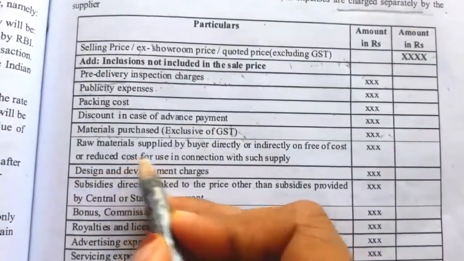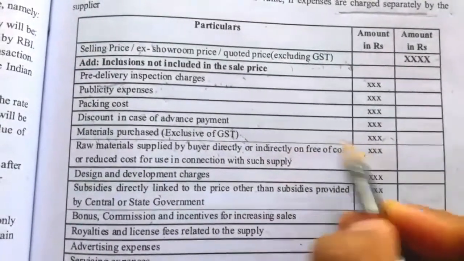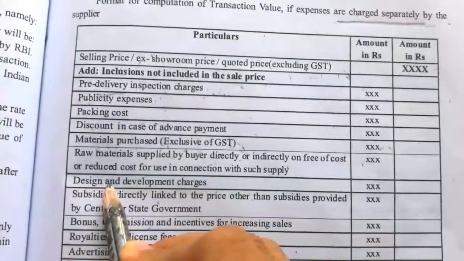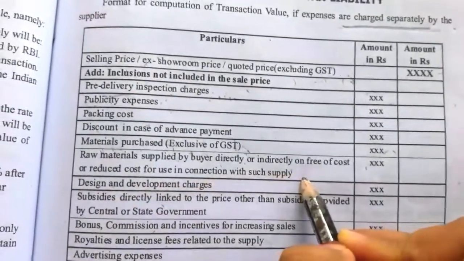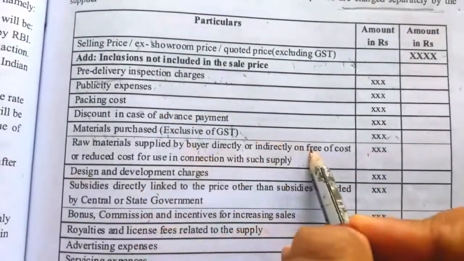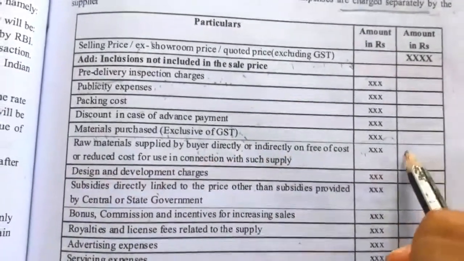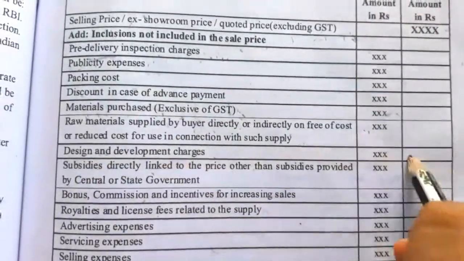Then if there is any raw material supplied by the buyer directly or indirectly free of cost, or maybe at a reduced cost, for use in connection with such a supply, that material supplied by the buyer for free or at reduced cost, we have to add. Then design and development charges we have to add.